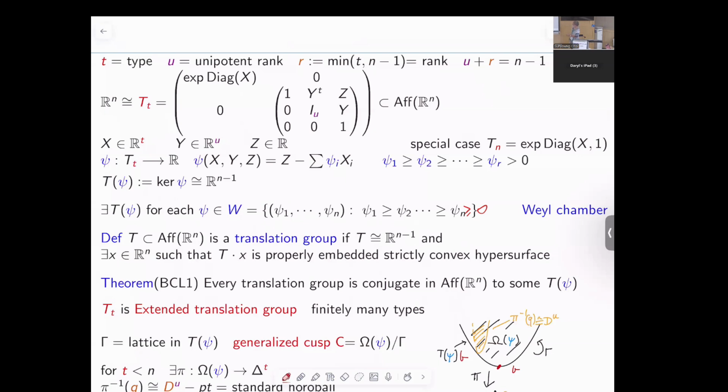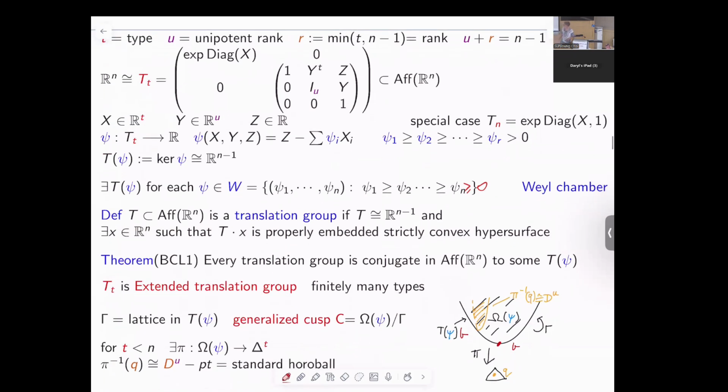So these Lie groups are called translation groups. There's infinitely many of them, depending on the choice of a point in the Weyl chamber. They're codimension 1 subgroups of one of finitely many Lie groups, depending on the type. And the basic result is that every translation group is conjugate in the affine group to one of these Lie groups. So it follows that every generalized cusp is a lattice in one of these groups.